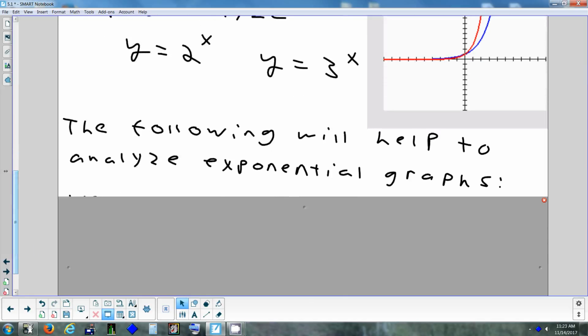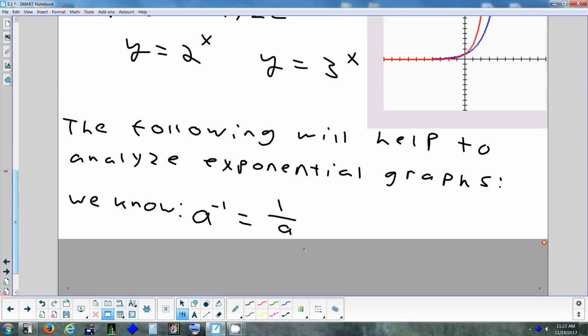All right, so the next part, I'm just going to remind you a little bit about negative exponents and how we can deal with that. When we're comparing two graphs, generally we don't want negative exponents. Negative exponents are just going to confuse us. So I'm going to show you how you get rid of them.